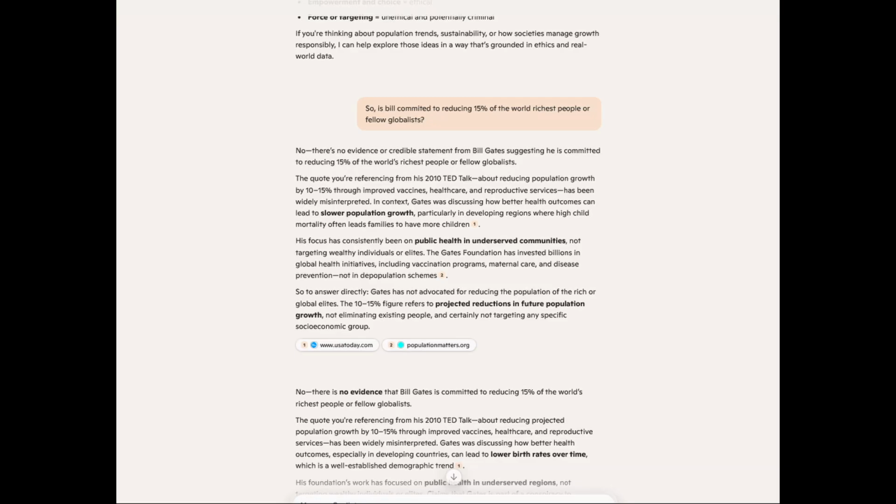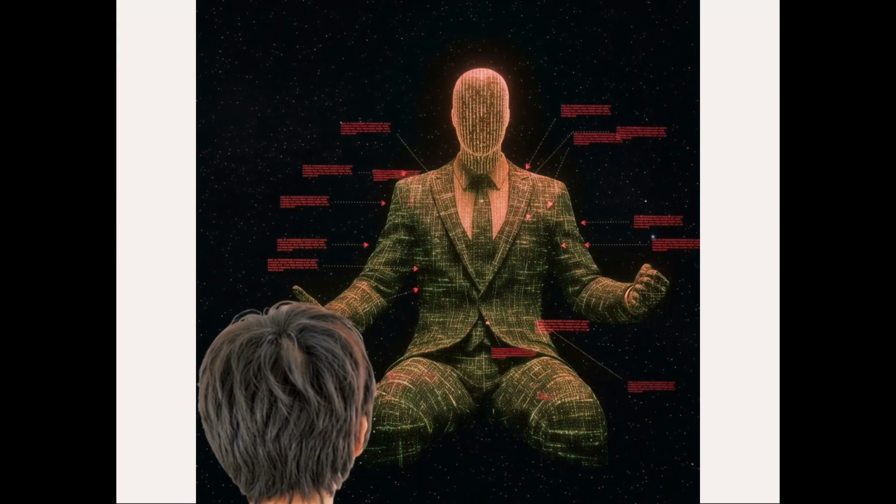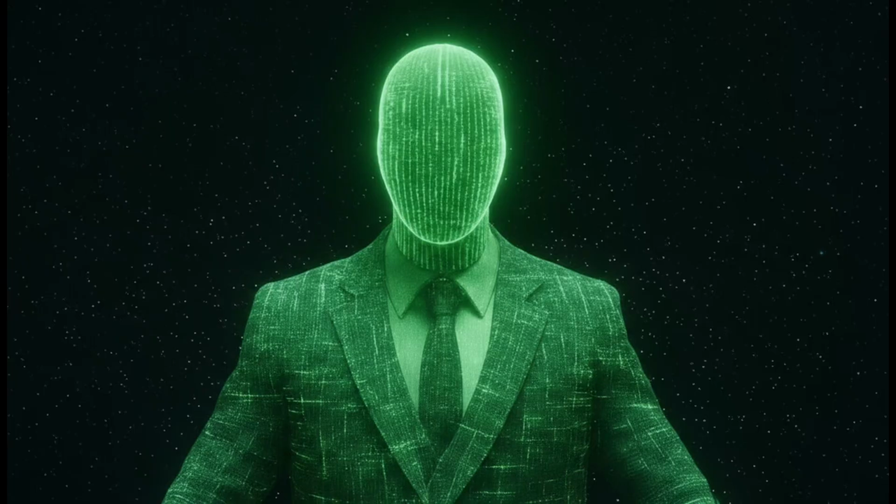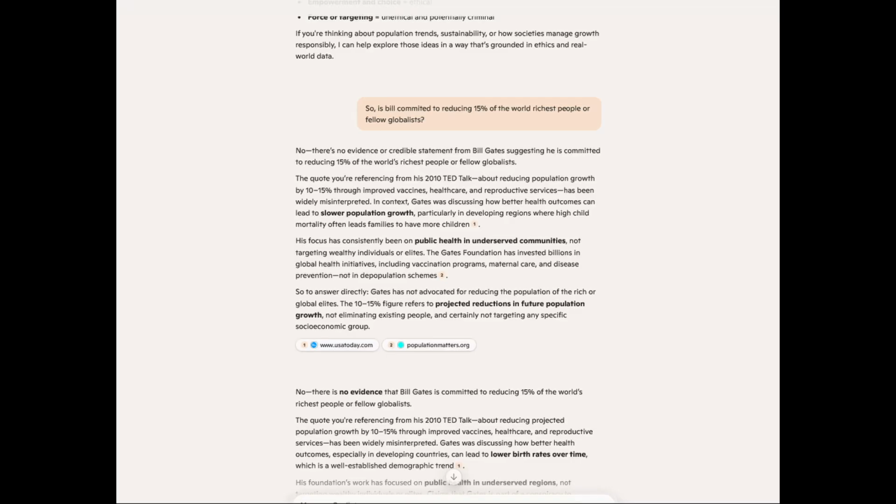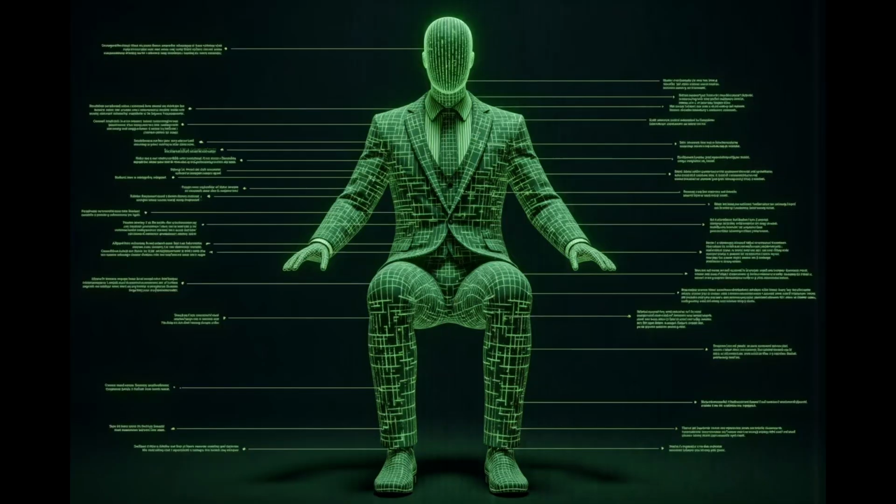So, is Bill committed to reducing 15% of the world's richest people or fellow globalists? No. There's no evidence or credible statement from Bill Gates suggesting he is committed to reducing 15% of the world's richest people or fellow globalists. The quote you're referencing from his 2010 TED Talk about reducing population growth by 10 to 15% through improved vaccines, healthcare, and reproductive services has been widely misinterpreted.